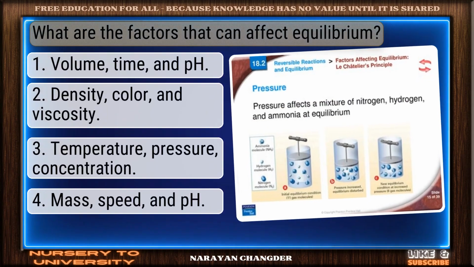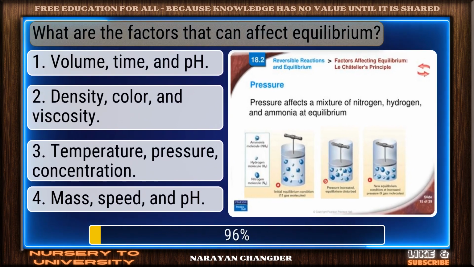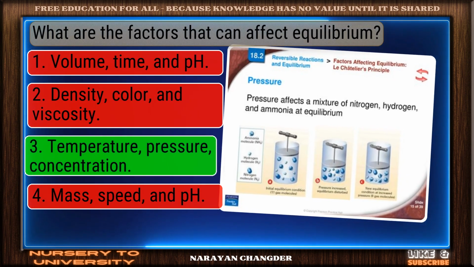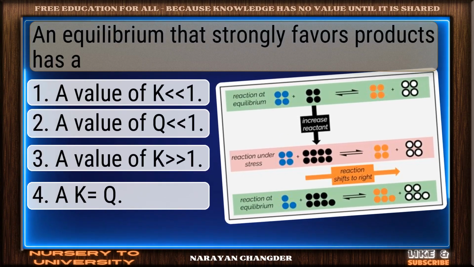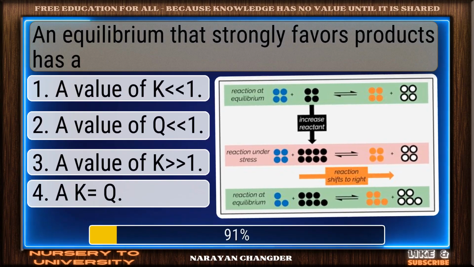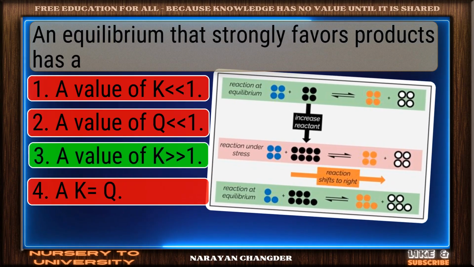What are the factors that can affect equilibrium? Great job. Temperature, pressure, concentration is the accurate answer. An equilibrium that strongly favors products has a. Solid response. A large value of K is a valid choice.